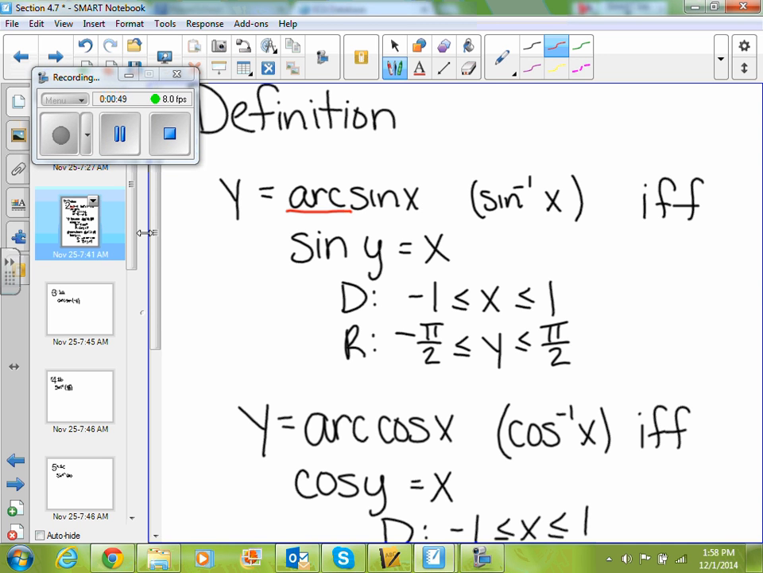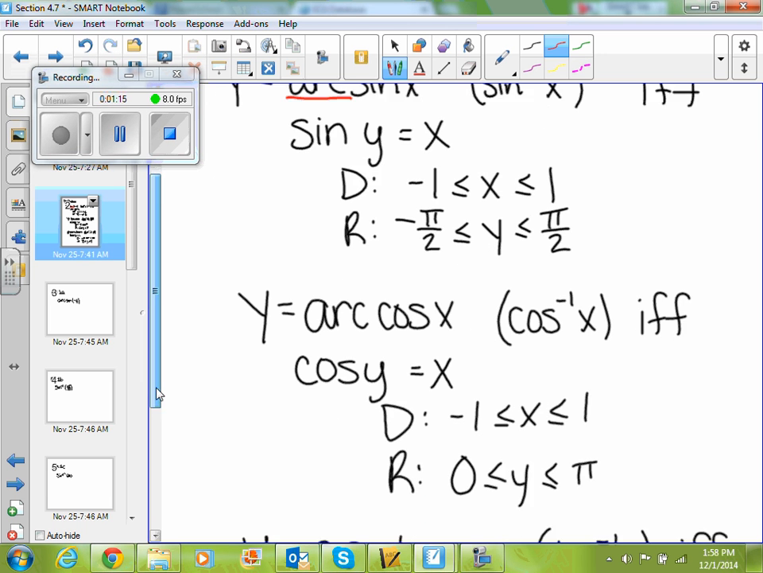And because of the different domains and ranges on your sine graph being periodic, when you switch your x's and y's, our domain changes to be -1 to 1. So you can only have x values in between -1 and 1 for it to be an inverse sine function. And you can only have y values in between -pi/2 and pi/2. And that just comes from your graph.